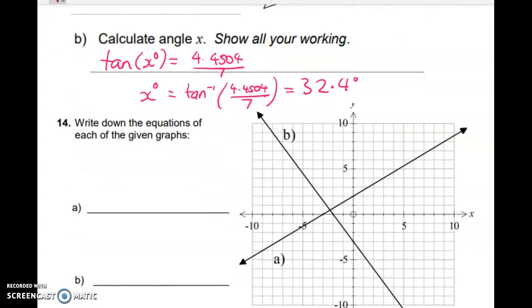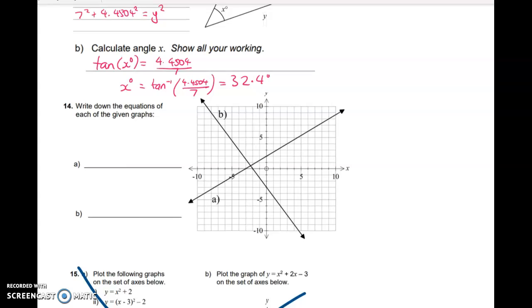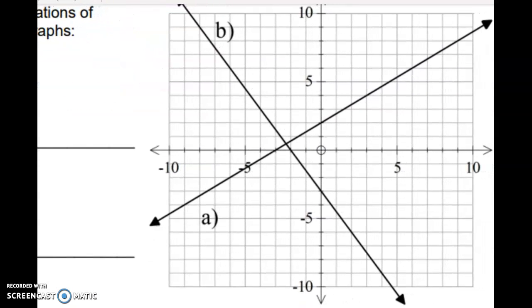Right, question 14. Just trying to get through this before 15 minutes is up and the video runs out. We've got to write the equations of the graphs. So we're looking at these. We know that they're going to be in y equals mx plus c form. So let's see what we've got. Well, this first one has got a y-intercept here. So it's going to be y equals something x plus 2.